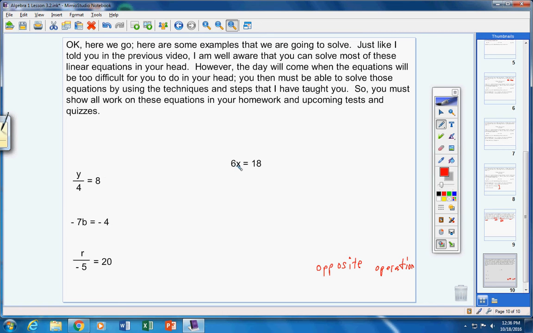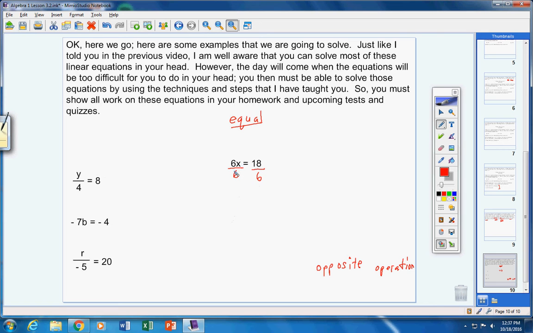What is the 6 doing to the x? It's multiplying. What's the opposite of multiply? Divide. So we're going to do the opposite of both sides. Excuse me. We're going to do the opposite of this function right here to get rid of the 6. So the 6 is a multiplying 6, so we're going to divide by 6. However, to keep the equation equal, what we do to one side, we must do to the other side. So if we divide this side by 6, then we also must divide this side by 6.